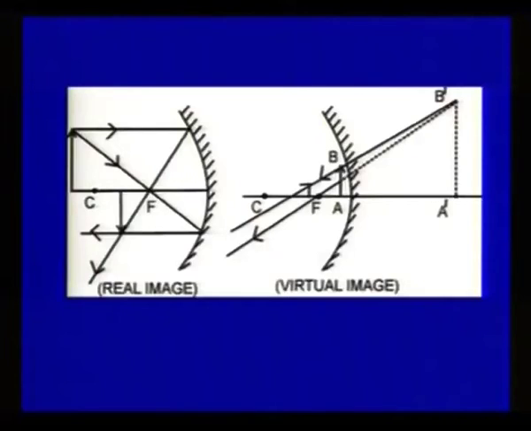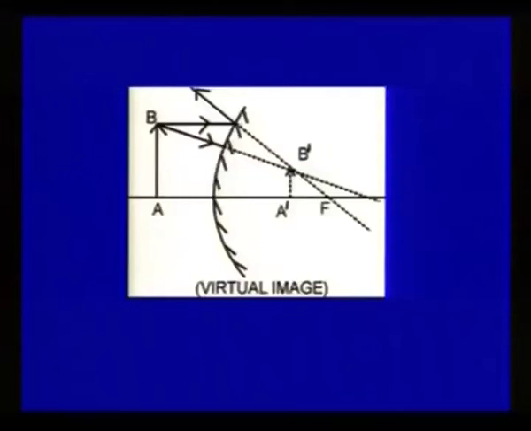In the second diagram, you can see a concave mirror and the object is placed between F and P, the midpoint of the mirror. Its image is formed behind the mirror, which is larger in size, erect and virtual, because light rays only appear to meet, actually they are not meeting. So the object is AB and its image is A dash B dash.